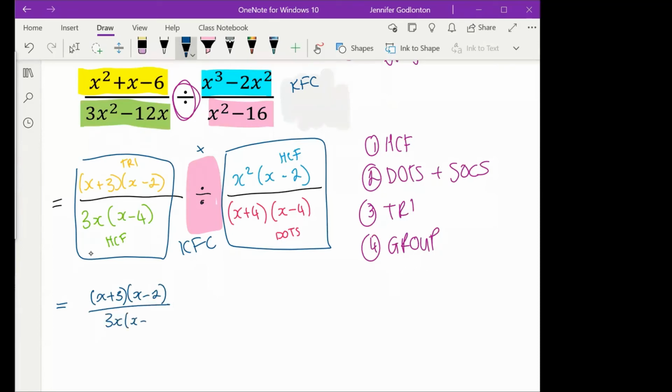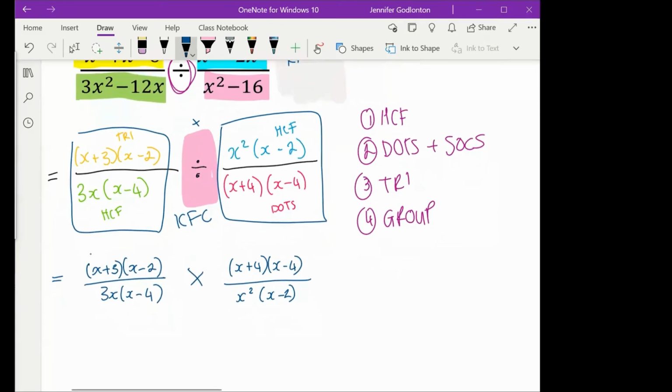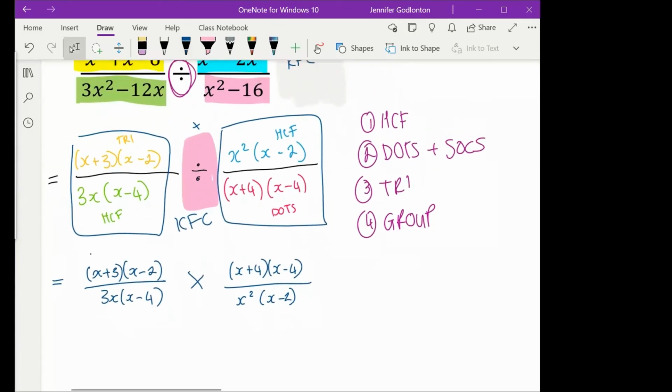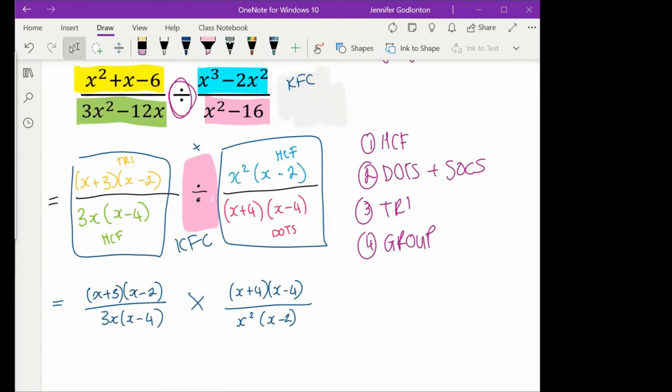Okay, so I'm going to keep my first fraction, which we factorized beautifully. I'm going to flip my second fraction, and I'm going to change my sign. And so I have done my KFC. Now I'm just going to give you one more minute from here to try and finish off this question, to try and get your final answer.